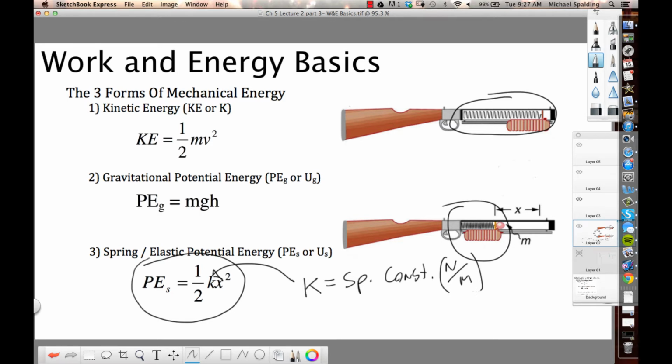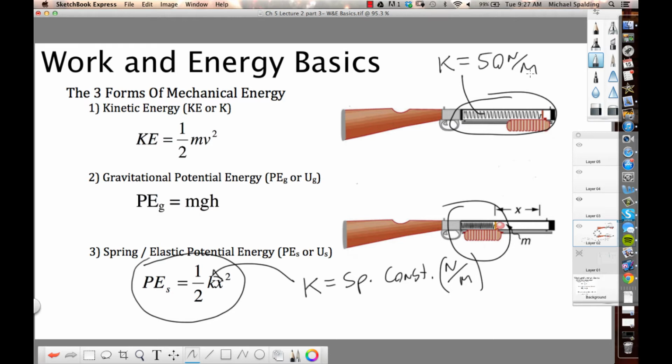And I want you to understand this. For example, this toy gun, let's just say the spring constant of the spring is 50 newtons per meter. What is 50 newtons per meter telling you? It's telling you if you take that spring and smush it 1 meter, what force will the spring give you? 50 newtons. What if you smush it 2 meters? 100 newtons. It's 50 newtons per meter.